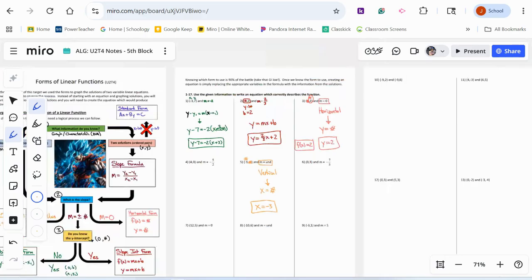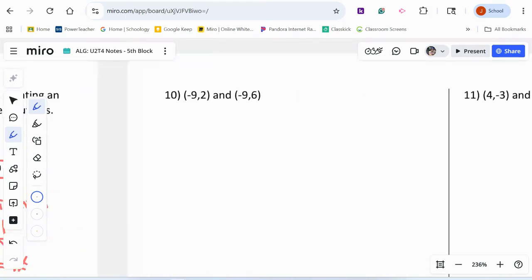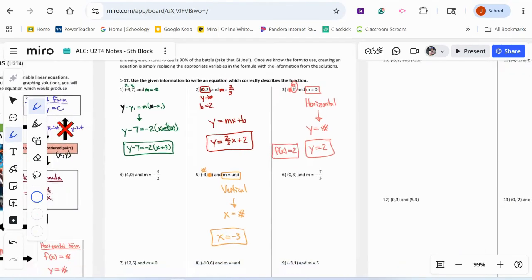All right, so that's all pretty good and well when we follow the flow chart to the left, but what about the situation we talked about where we are not given the slope? All right, well, let's look at number 10 real quick here. So if we look at this, we are not given the slope.